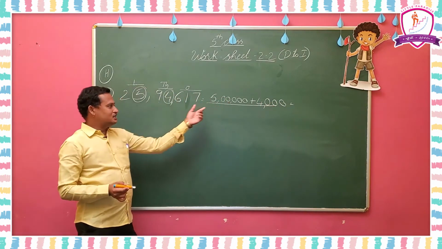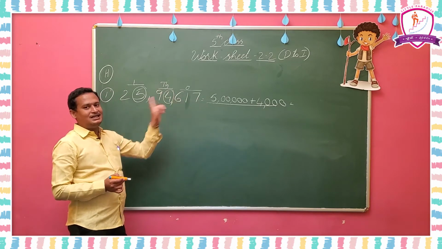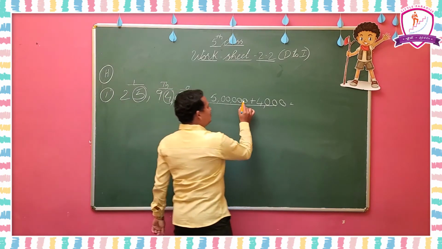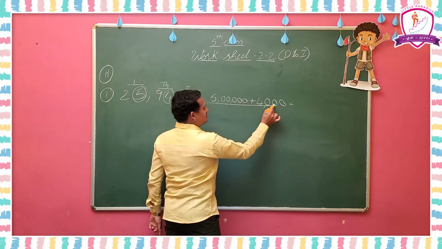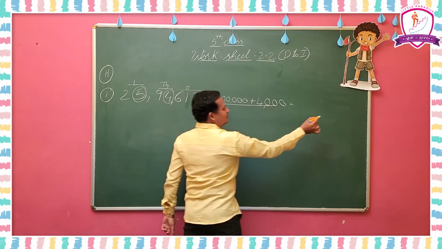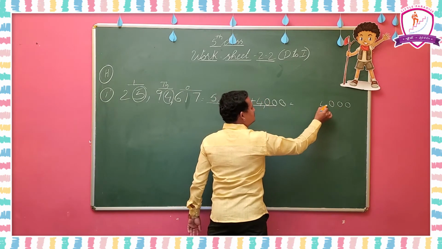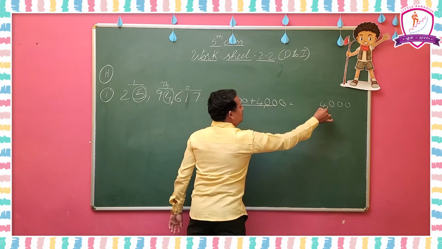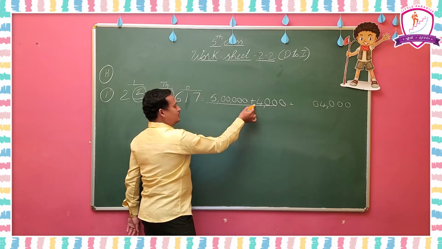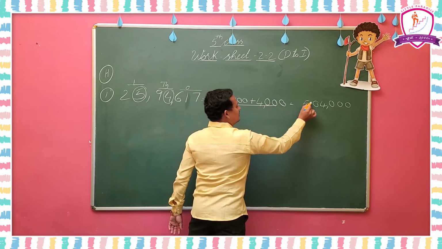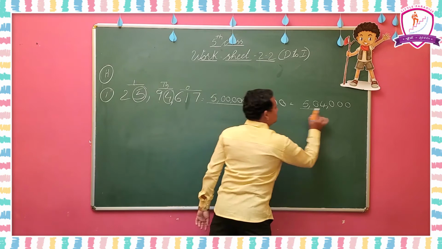So you have to add these two. Then we will get the sum of the place values of the circled digits. Here the 1's place is 0, the 10's place is 0, the 100's place is 0 and the 1000's place is 4. In the 10,000's place there is 0, so 10,000 is not there. In lakhs you have to write 5 lakhs. So 5 lakhs 4,000 is the answer for this.